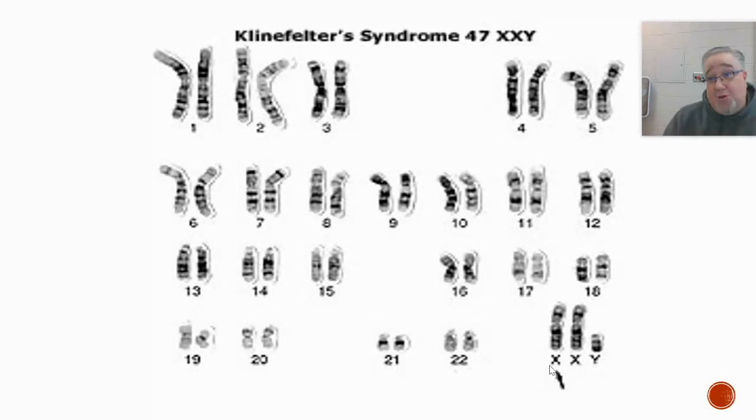All right, so again, do a Google search, find out what's going on here with people with Klinefelter, and what maybe some of their conditions are. Okay, I'll leave that up to you guys.